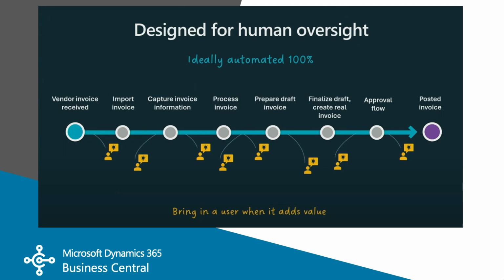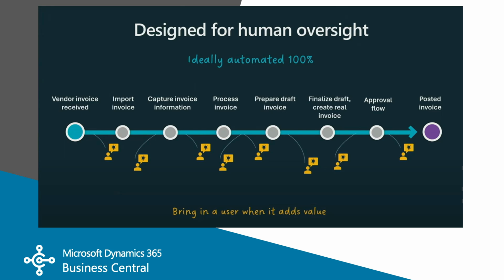This is a slide from a Microsoft presentation. It shows the functionality that they envision for the Payables agent. You can see that it starts on the left-hand side with the vendor's invoice coming into the company, and it ends up with a posted invoice in Business Central. So what's going to happen is once the vendor's invoice is received by the company, the Payables agent will take over, analyze the invoice, and use generative AI to figure out what is important on this invoice.